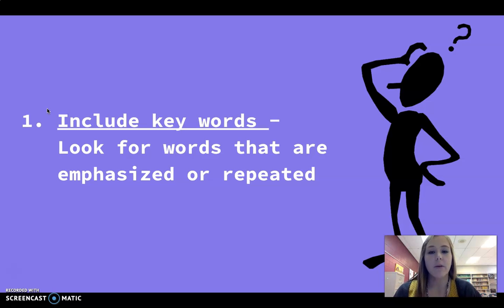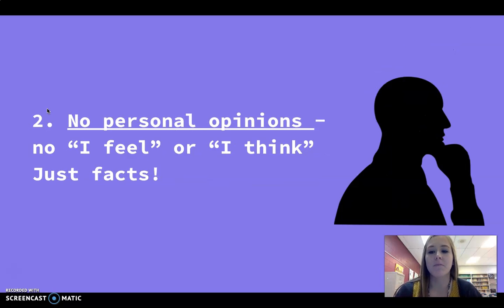And like we talked about with main idea, words like a, is, the, those words are going to be repeated in passages, but they are not keywords. Keywords are the important words in the text. Oftentimes they're going to be repeated, so make sure you're looking for those.